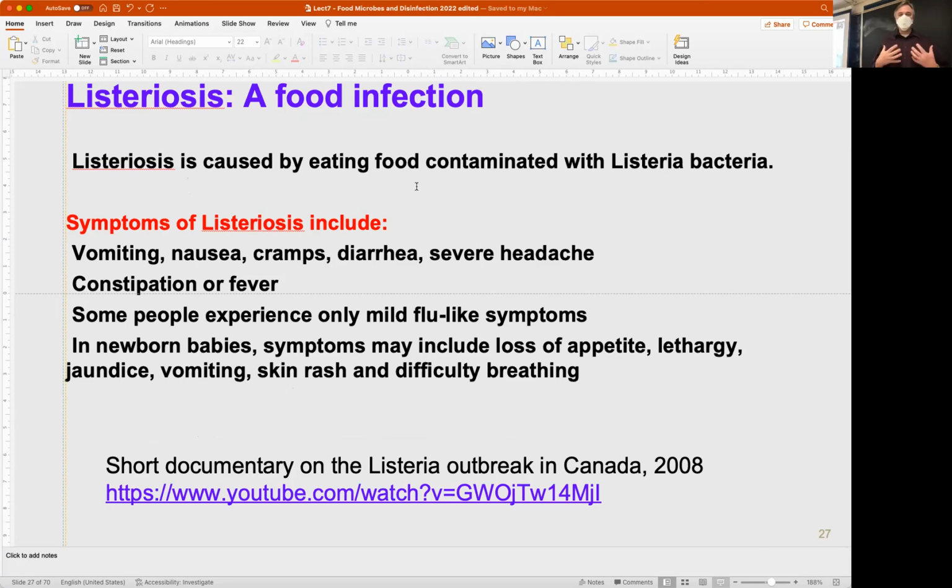What are the symptoms if you have an infection? Again, vomiting, nausea, diarrhea, fever. It's like a flu. And if you have a baby, it could be loss of appetite. They could be kind of lazy. The skin could go yellow. They could start vomiting.